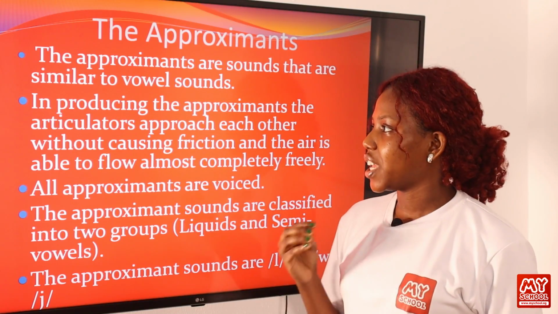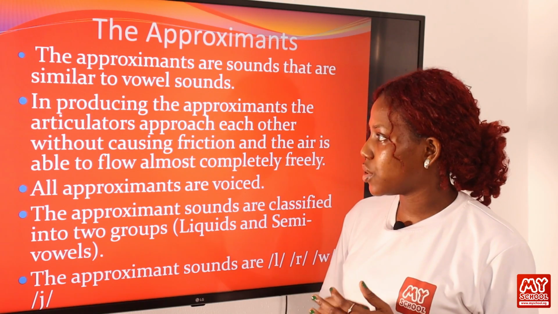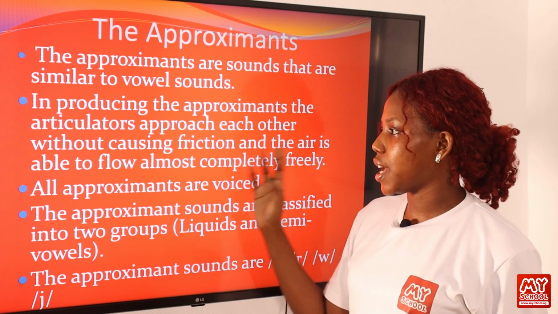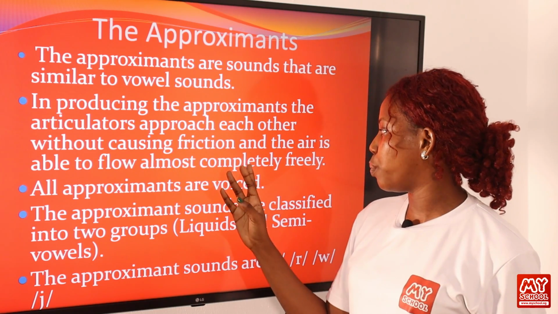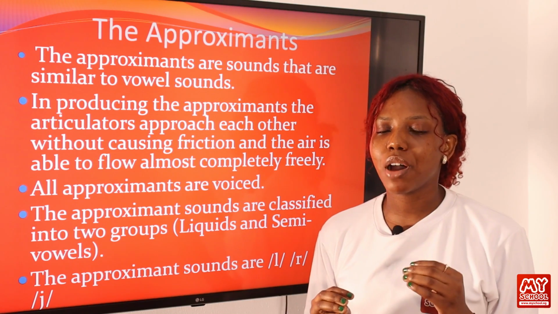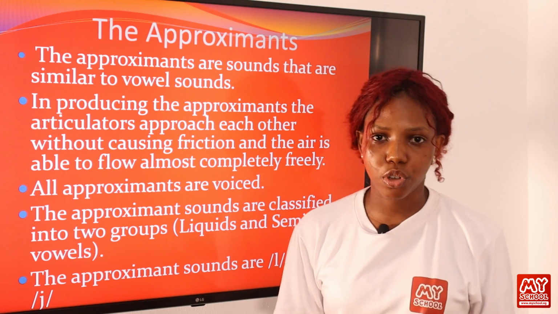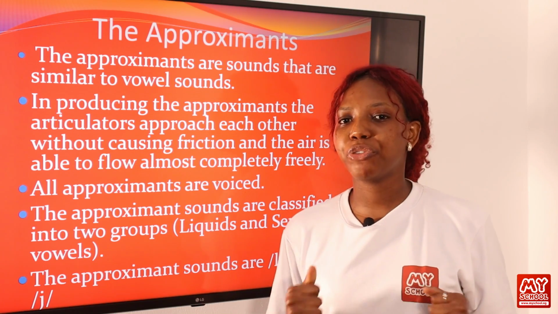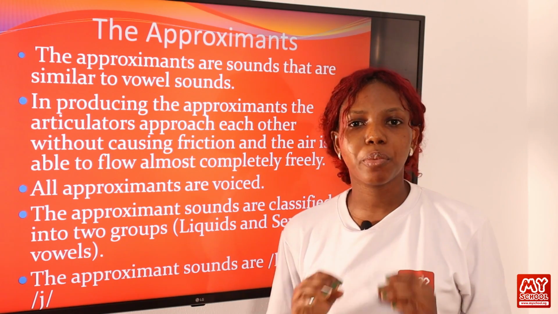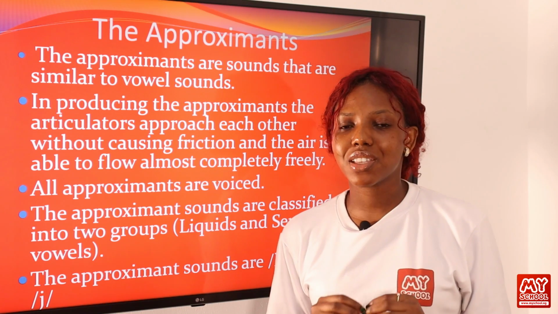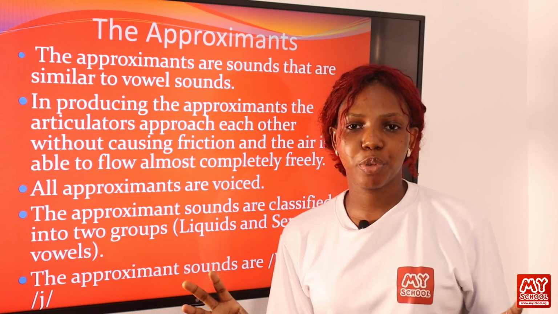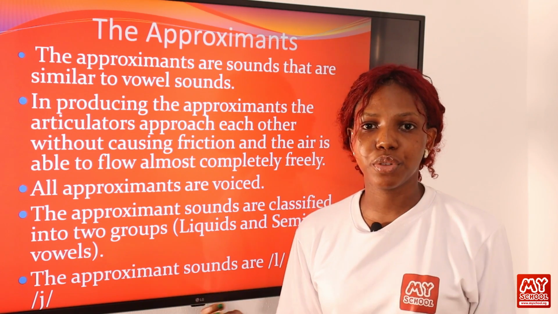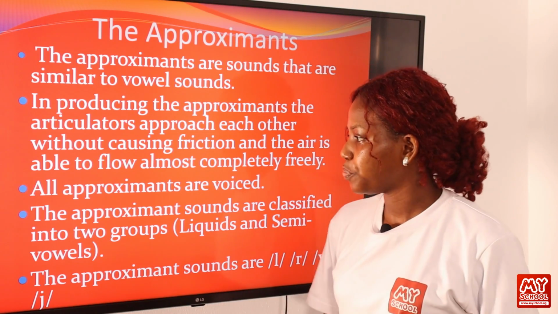In producing the approximants, the articulators approach each other without causing friction, and the air is able to flow almost completely free. Now, when we talk about consonant sounds, we say there's a partial or total obstruction, which is characterized by pressure or friction. But in this case, there is no pressure, there's no friction, okay? It's almost like you're producing a vowel sound. So there's a free flow of air when producing these sounds.